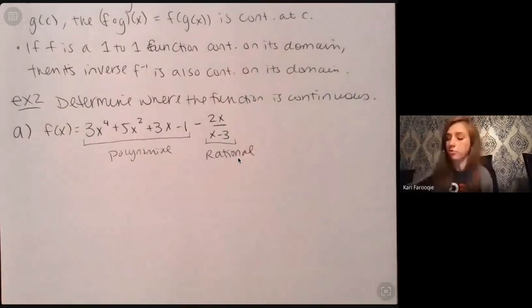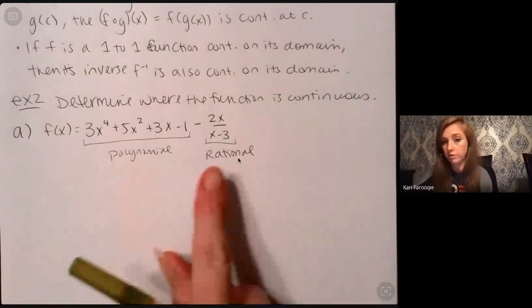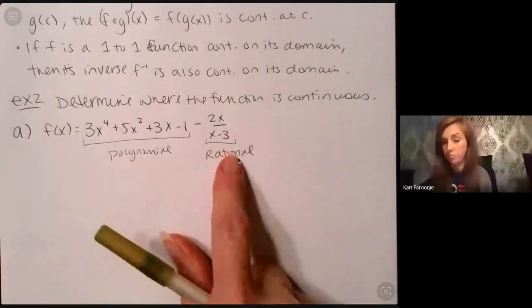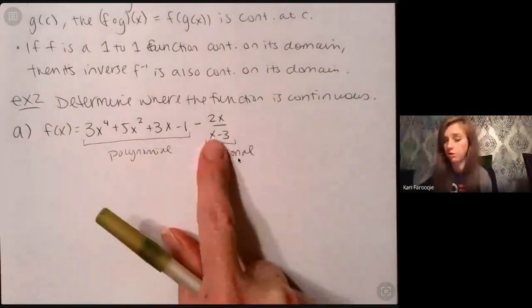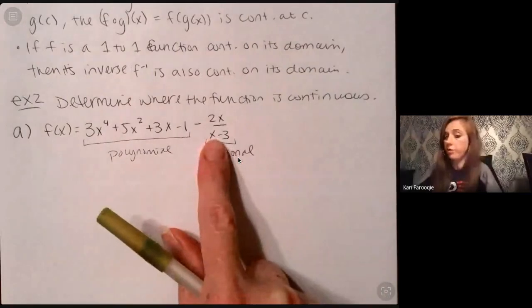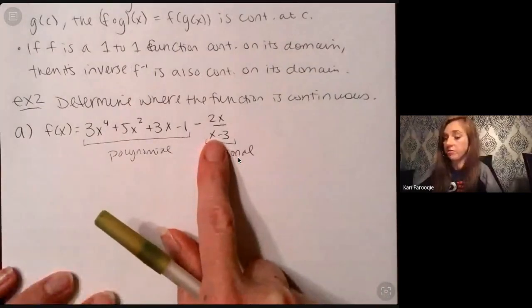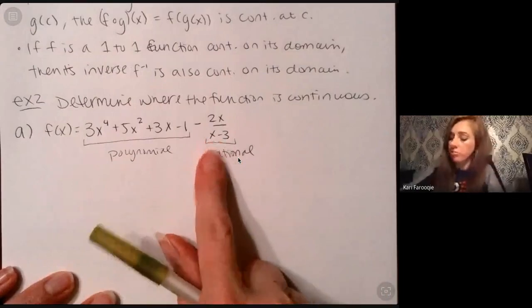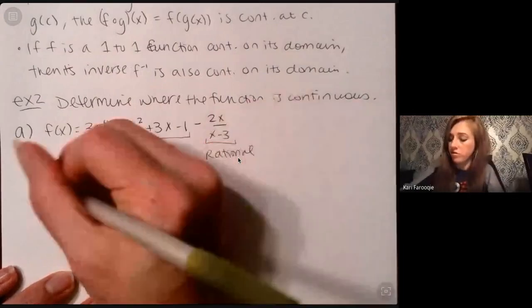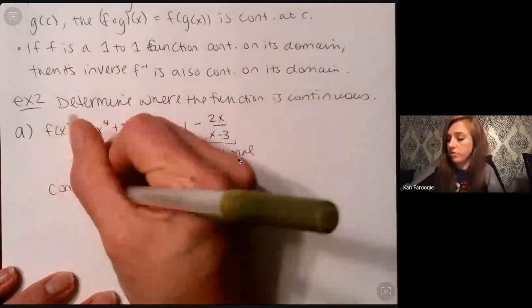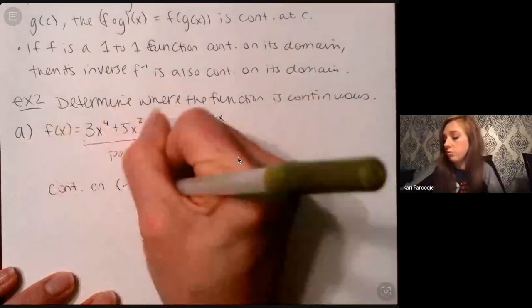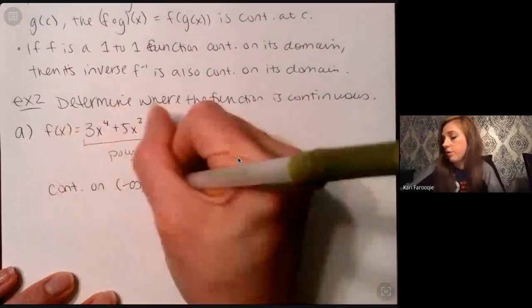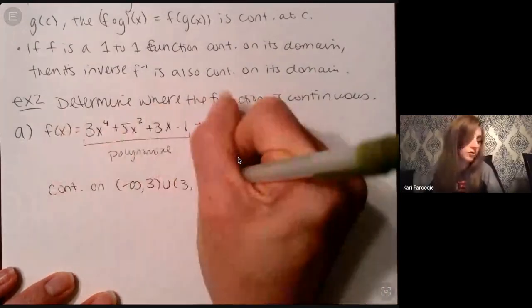I don't need to worry about this one. The only value I need to worry about here is 3. If I let x be 3, the function won't be continuous. So I know that as long as x is not equal to 3, everything's fine. So if I'm talking about where the function is continuous, I can say that it's continuous on the interval from -infinity up to 3, and then all the way up from 3 to infinity.